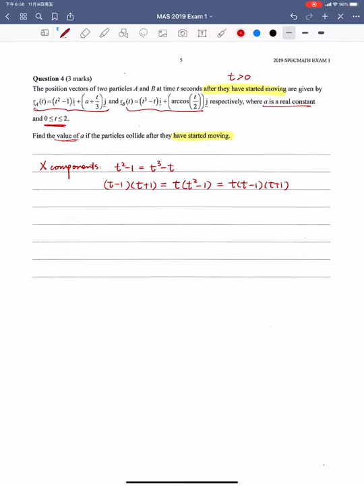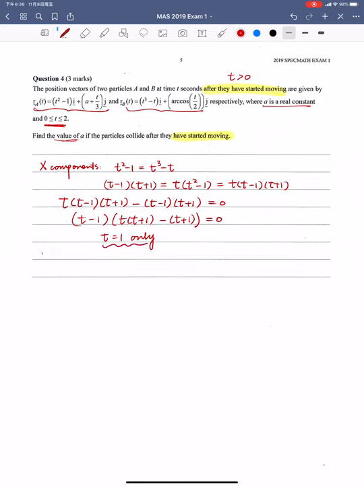Now, instead of canceling both sides by t minus 1, I would transpose everything to one side. So it will be t(t minus 1)(t plus 1) minus (t minus 1)(t plus 1) equals 0. And taking t minus 1 as the common factor, we will have (t minus 1)(t plus 1)(t minus 1) equals 0. I'm pretty sure in between 0 and 2, t equals 1 is the only feasible value. Because t plus 1 will give us minus 1 as the time, which is outside the range of t. t equals 0, that's the time for starting, and I shouldn't have t equals 0.